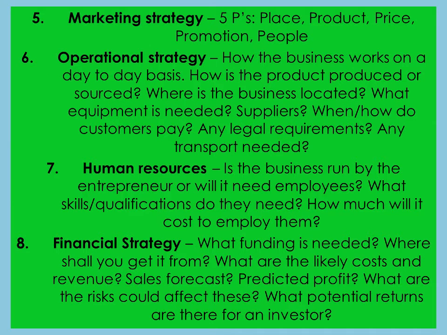You're also going to be thinking about your marketing strategy. Okay, so we talked there about the 5 Ps: place, product, price, promotion, and people. But really what you're looking at is the kind of advertising you're going to do, where you're going to sell your product, how much your product is going to cost, what kind of strategy you're going to have for your pricing.